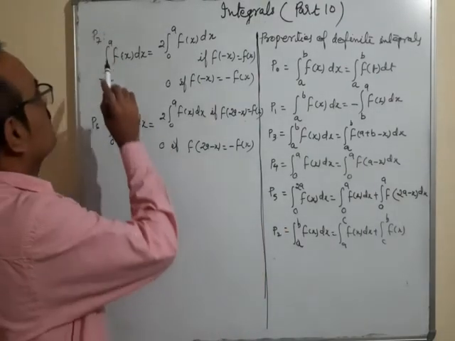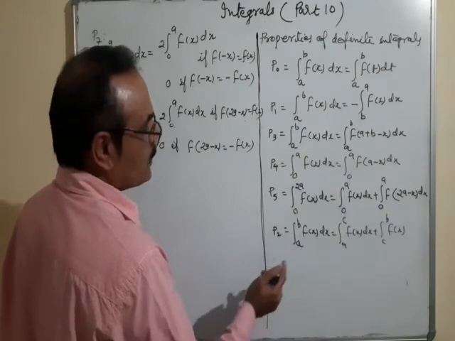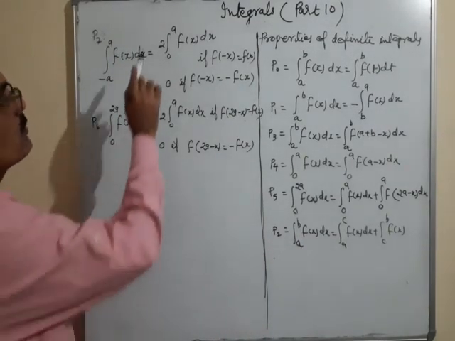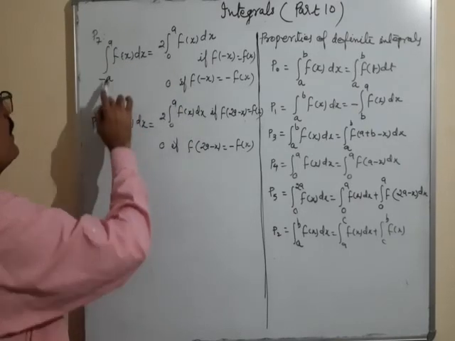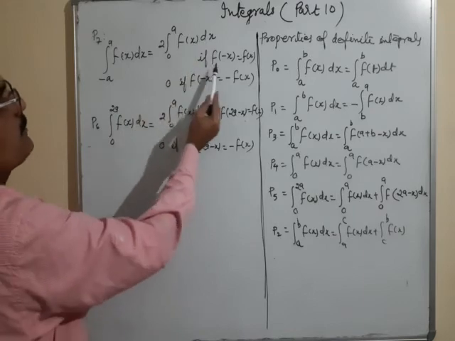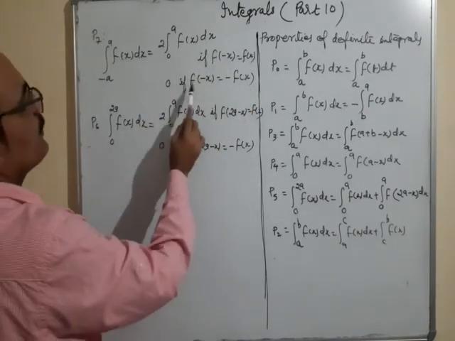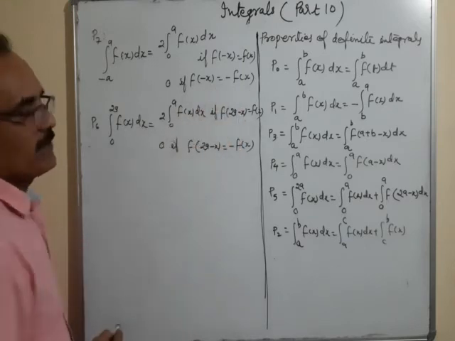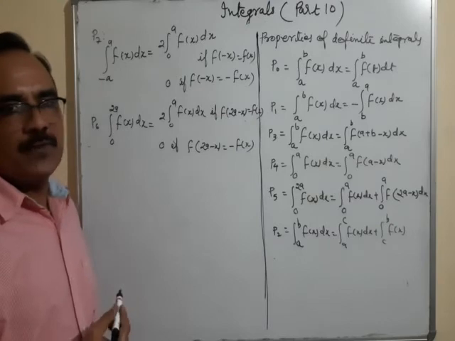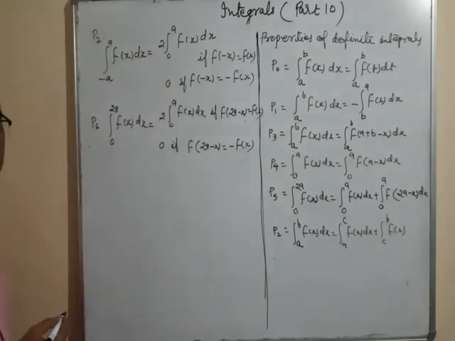Now property number 7, integral from minus a to a of f of x dx. What is property 7? The 2 comes outside, the limit becomes 0 to a, f of x dx if f of minus x is equal to f of x, and 0 if f of minus x is equal to minus f of x. I think boys generally confuse these two properties. Let me take an example, then I think you can understand it.